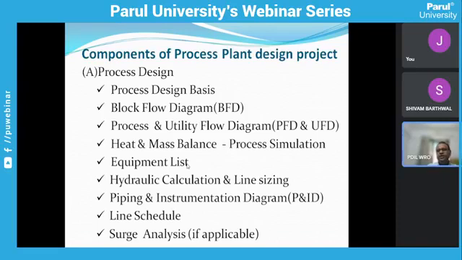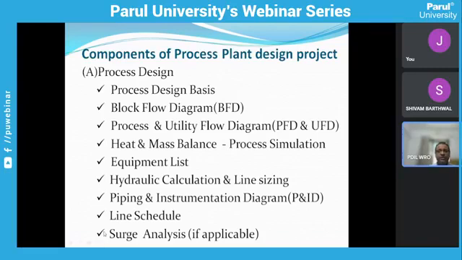It depends upon the type of projects, and upon the design organization that is performing these project activities. Then hydraulic calculation and line sizing, then piping and instrumentation diagram, line schedule, piping. The P&ID is the most important part. It contains the control system, the line size, the line diameter; all these things are available in the P&ID.